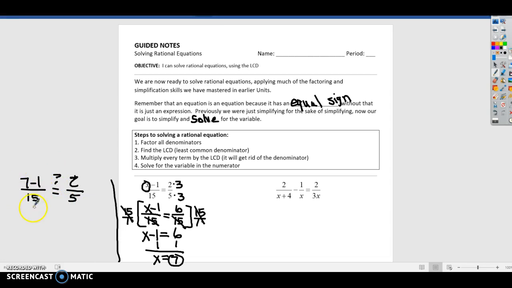7 minus 1 is 6 over 15. And 6 and 15 are both multiples of 3. So 3 goes into 6 twice. 3 goes into 15 5 times. So 2/5 equals 2/5. So this works.